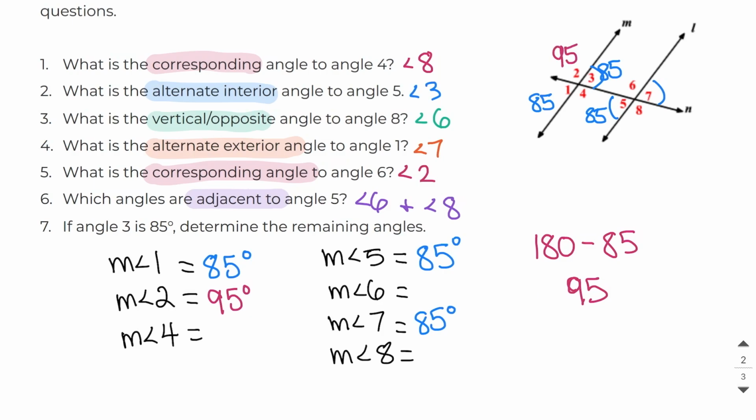Well, if angle 2 is 95, then angle 4 also has to be 95 because those are vertical angles. And if angle 2 is 95, then angle 6 also has to be 95 because angle 2 and angle 6 are corresponding angles. And if angle 2 is 95, then angle 8 has to be 95 because these are alternate exterior angles. And then we're done with this set of questions.